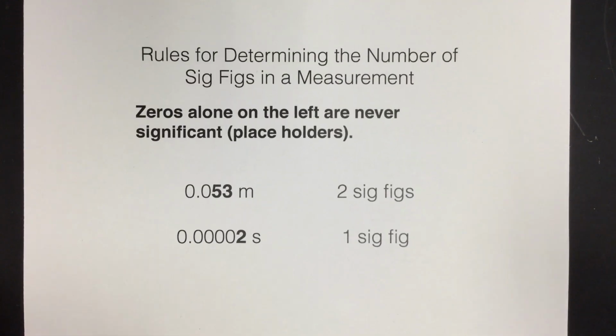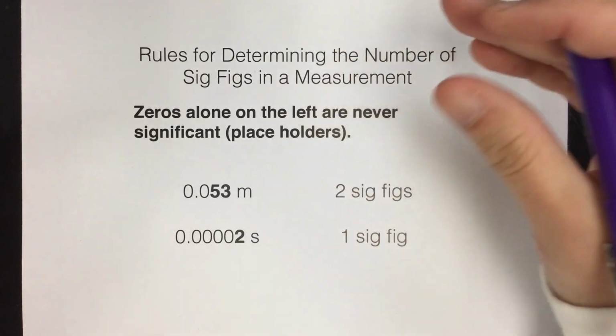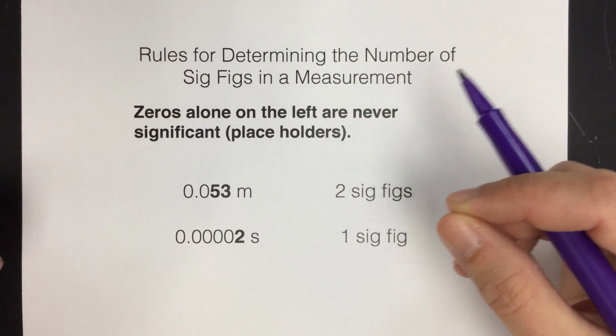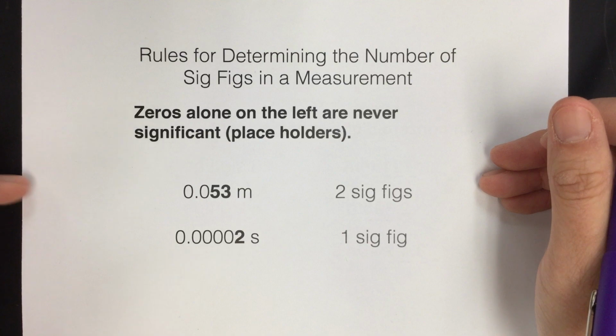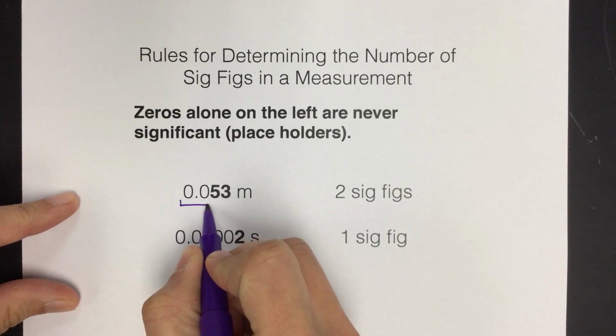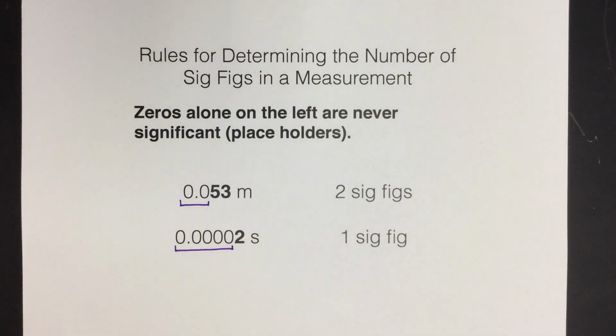Next rule is when you have zeros alone on the left. Since we talked about the sandwich rule, zeros that are in the middle of non-zero digits will be significant. It's when you have zeros on either end, the left or right of a number, that can get tricky. So the first rule is about zeros that are alone on the left. So for example, these zeros here, or these zeros here, notice that they're just hanging out on the left side of the number with no other non-zero digits.